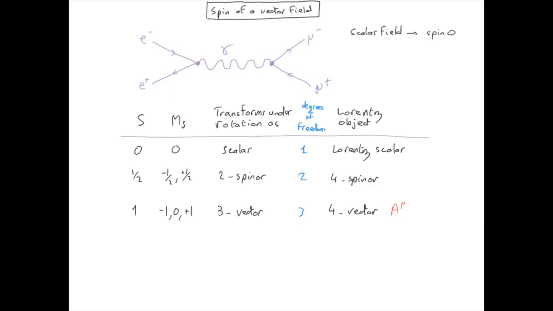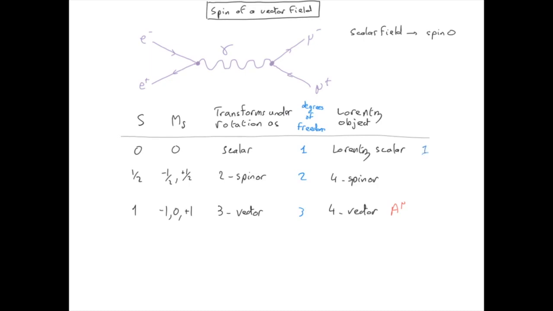Of course, it's not a coincidence that we have one projection of the spin ms for a scalar and only 1 degree of freedom. Similarly, we have 2 projections for a 2-spinor and 2 degrees of freedom, and 3 projections for a 3-vector and 3 degrees of freedom. But then how does it translate into our Lorentz objects? For the Lorentz scalar, we also have only 1 degree of freedom, so all is fine.